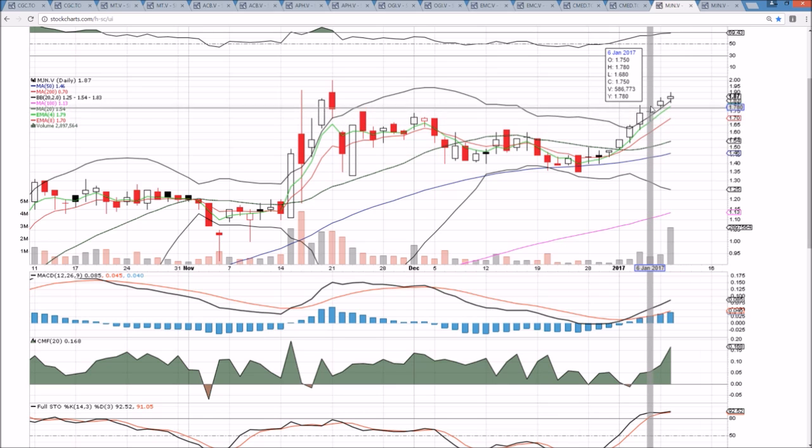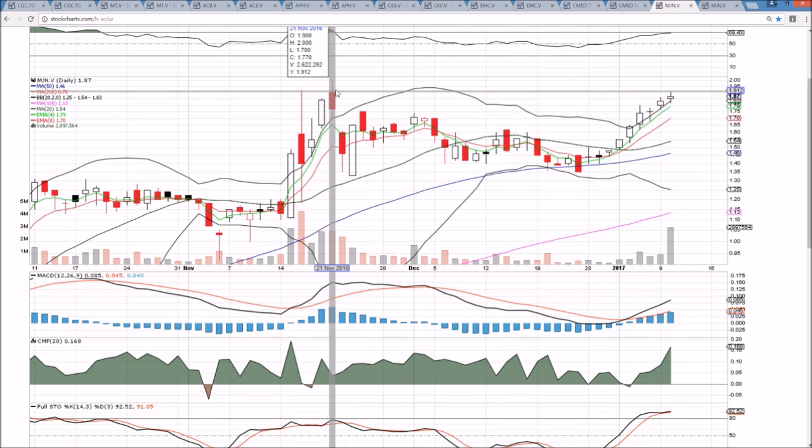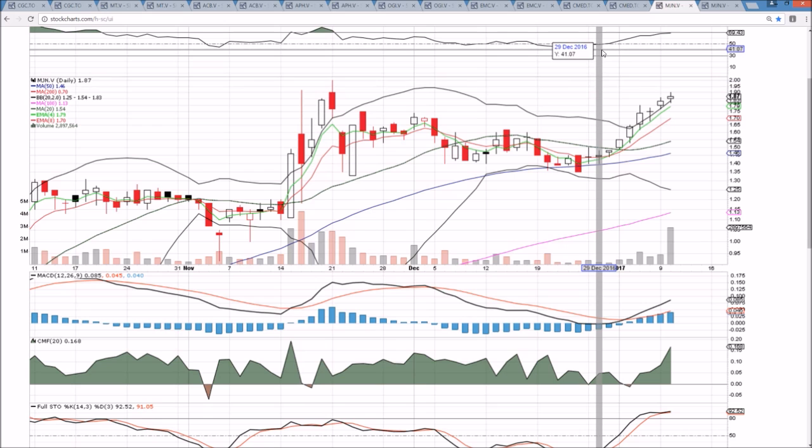I would look at support here. The low of this consolidation day was down at 168. So in terms of resistance, it's the high of today, 190, and then the high of the breakout in November, $2. Nobody else is anywhere near that close to breaking that high and continuing to higher highs.